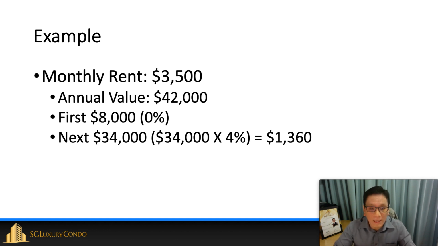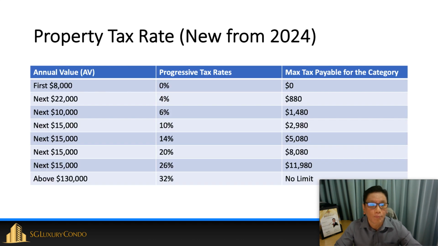Let's assume that this person bought the property and he knows that his monthly rent is roughly around 3,500. The annual value is 42,000. How I get 42,000 is 3,500 multiplied by 12 to get 1 year. So for the first 8,000, it will have no tax at all. But for the subsequent 34,000, because it's in the second tax bracket, we multiply by 4%, and therefore the total amount of tax this person has to pay per year for property tax is 1,360.